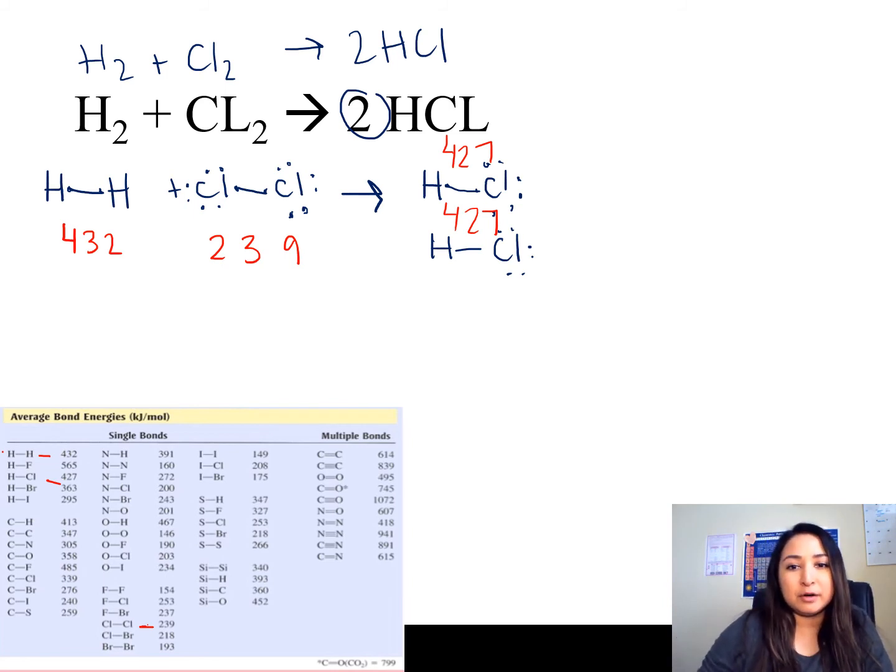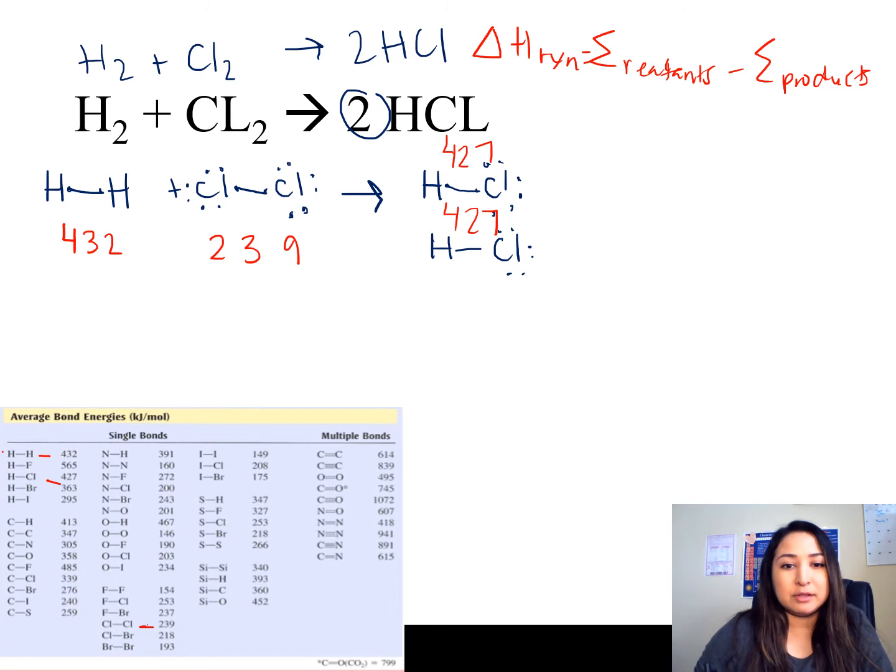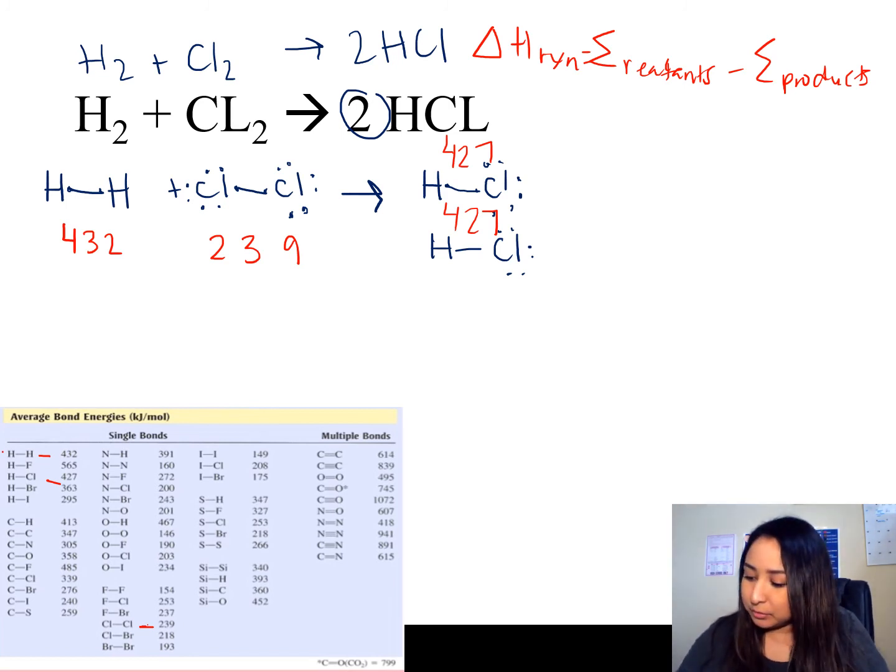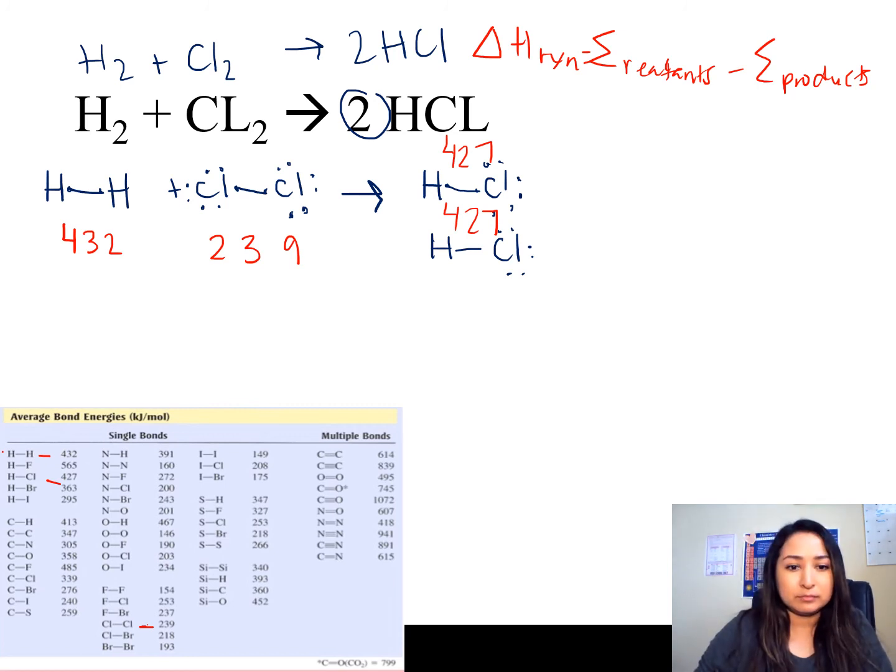And remember, our delta H of the reaction equation is the summation of our reactants minus the summation of our products. So you would have to add the 432 plus 239, and when we do that, we get 671.